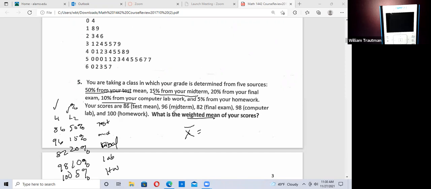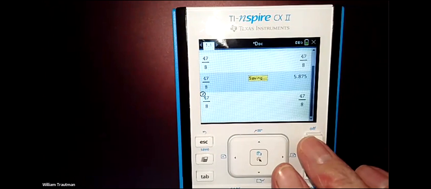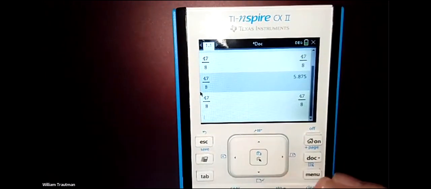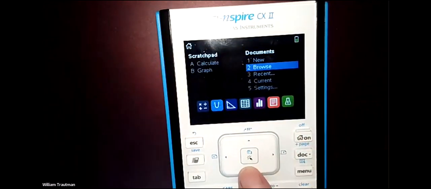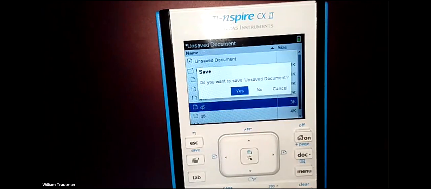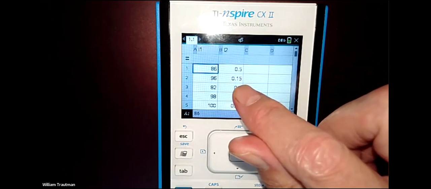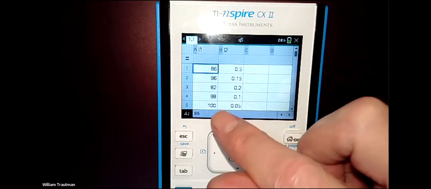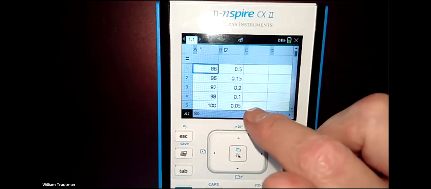So let me get my calculator out, problem 5, and let's take a look at this. All right, I'm going to turn this on and get the data. I already have the data lined up for question 5. This is the data you should have: 86, 96, 82, 98, 100 for L1, and then the percentages for L2: 50% is 0.5, 15%, 20%, 10%, and 5%.